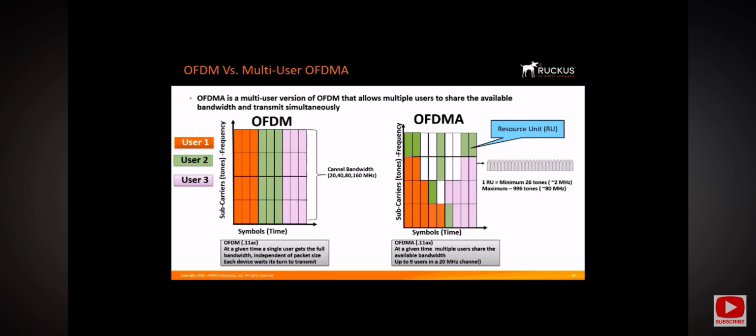The minimum size of one RU is 26 tones or subcarriers, which equals approximately 2 MHz. A 20 MHz channel can serve up to 9 users. The access point determines how to allocate the sub-channels, as each individual RU can be utilized for different clients that are serviced simultaneously. In other words, an AP can choose to allocate the whole channel, all subcarriers within a channel, such as a 20 MHz channel, to a single user in a given time frame, or it may partition the whole channel to serve multiple devices simultaneously. This technique improves the usable throughput for all devices connected to an AP.